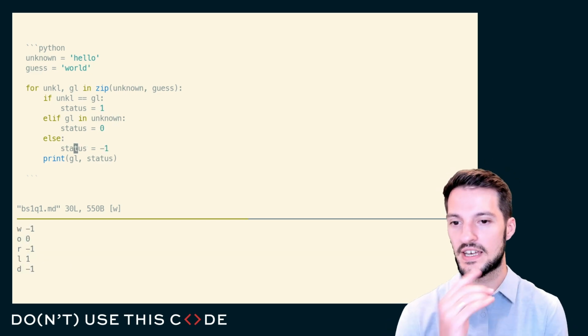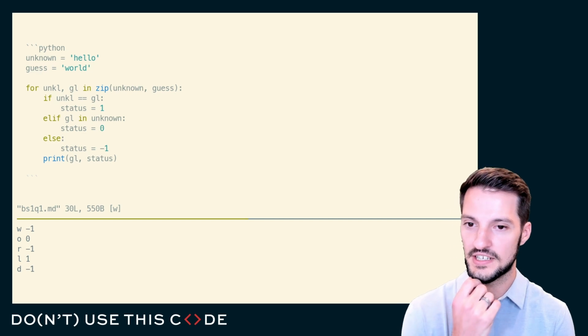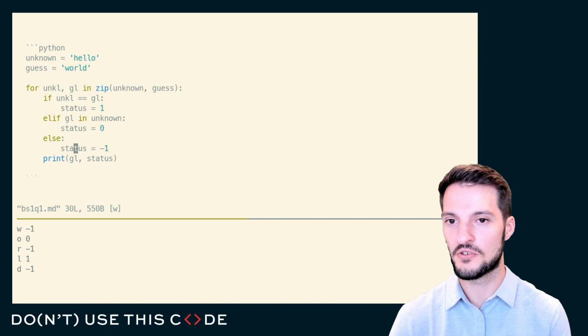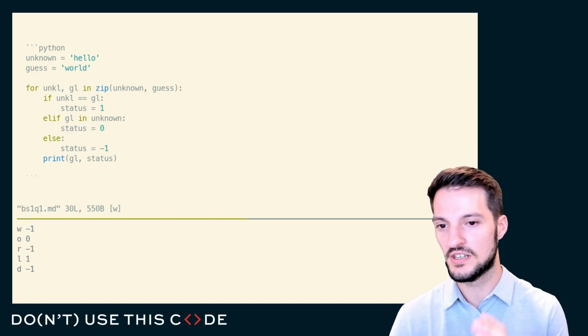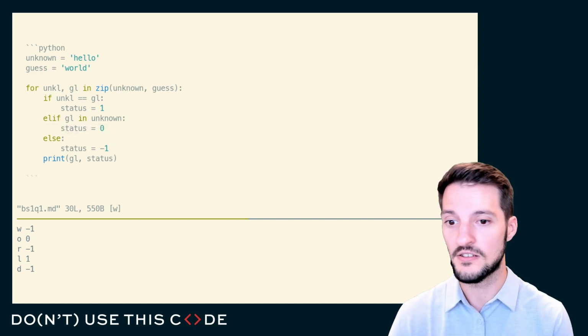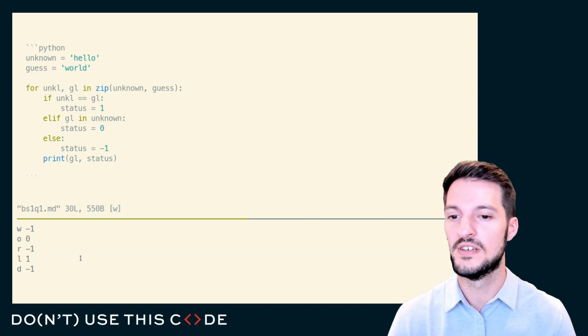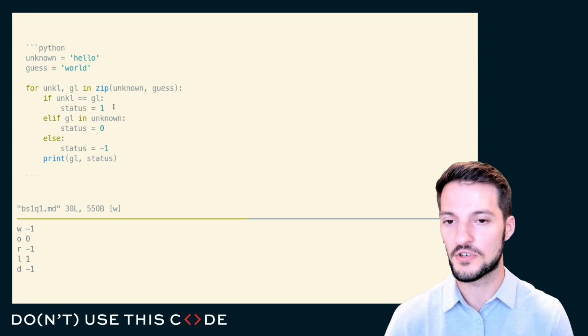right? And we see that the W was not in the unknown word. O was in the unknown word, but it was not in the correct position. R was not in the unknown word. L, which got 1, was in the unknown word and was in the correct position. And then D was not in the unknown word.